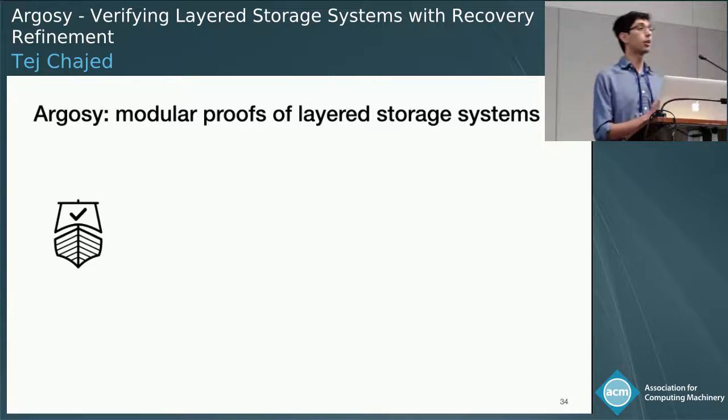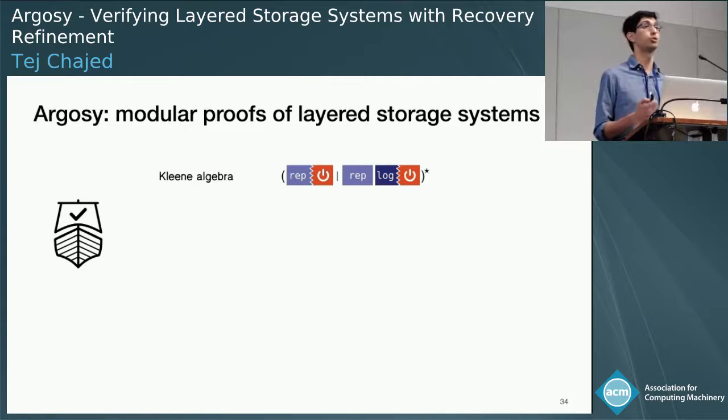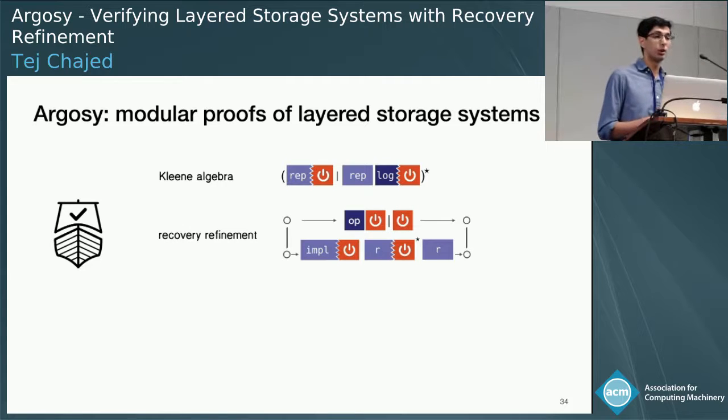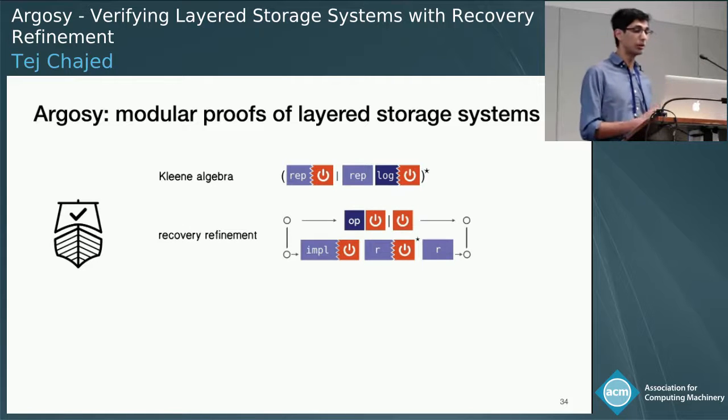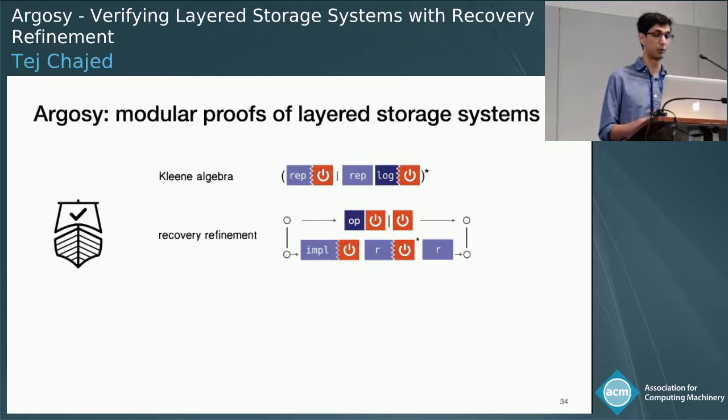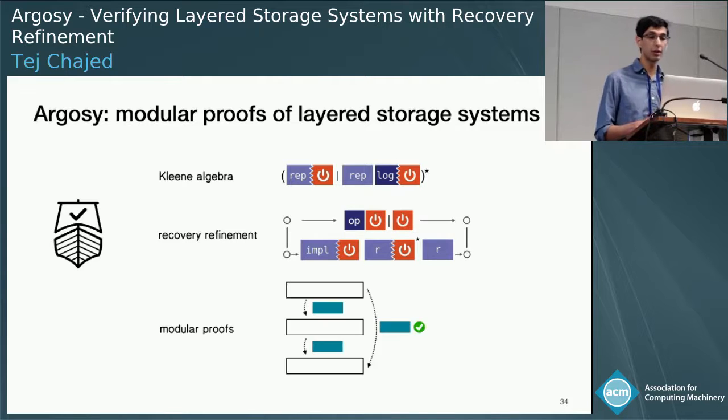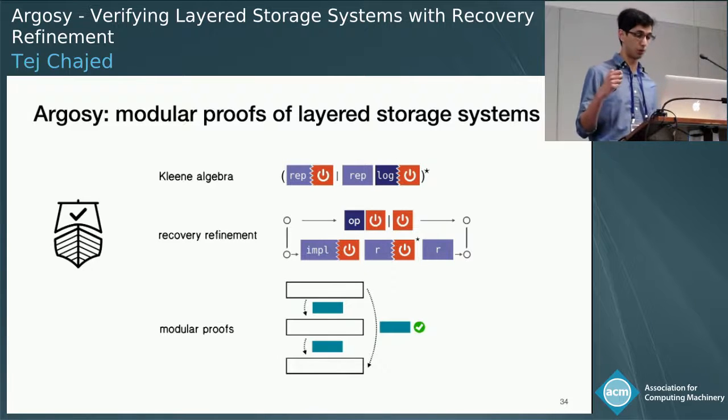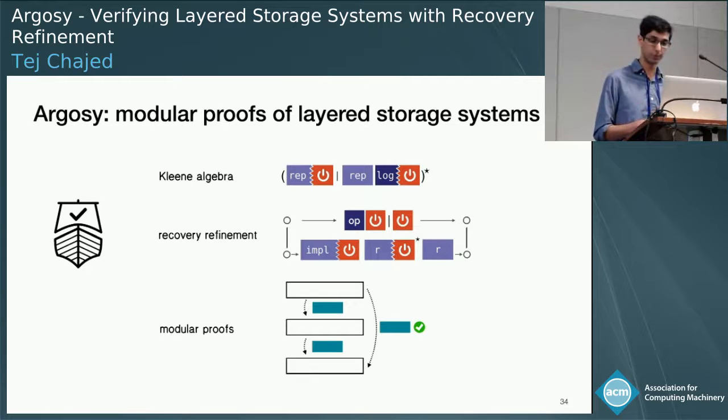To summarize, in this talk, we've seen how Argosy provides modular proofs of layered storage systems. It appeals to Kleene algebra, both to model crash and recovery execution, as well as to provide reasoning principles that we use for our meta theory. We've seen recovery refinement, which is the condition that we need to prove a strong trace inclusion property for crash and recovery correctness. And finally, we've seen how our recovery refinement gives us modular proofs of layered storage systems.